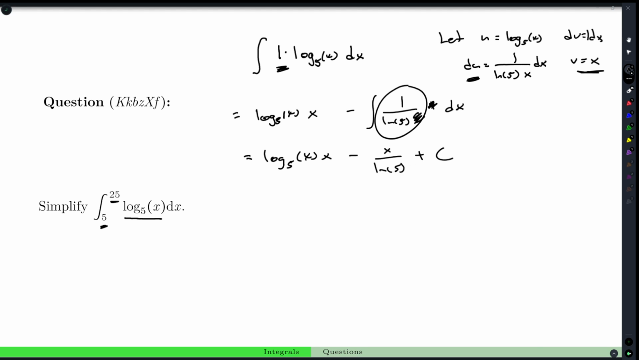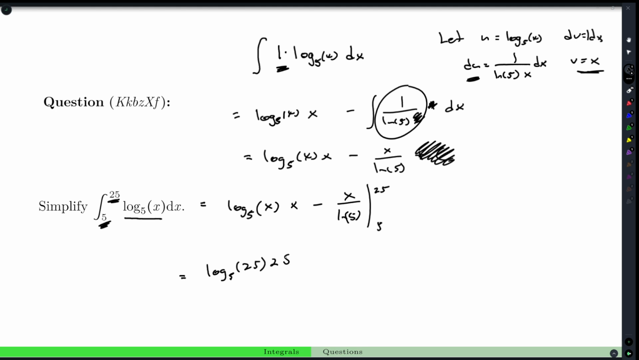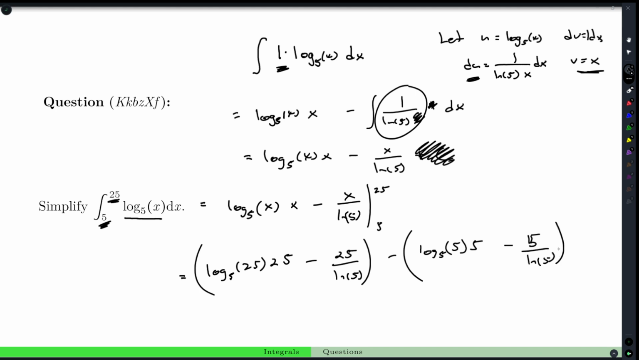Okay. Now, we could tack on the plus c, but remember, we're trying to do a definite integral. That's what the question originally asked for. You don't need your plus c if all you're going to do is plug in values to your antiderivative and take the difference. So we'll evaluate it at 5 and 25. So we'll have log base 5 of 25 times 25 minus 25 over ln 5. Now we plug in 5, so log base 5 of 5 times 5 minus 5 over ln 5.